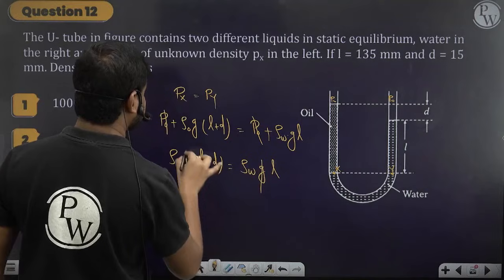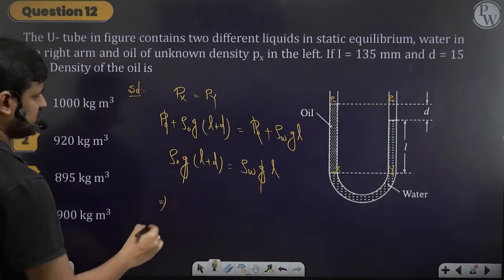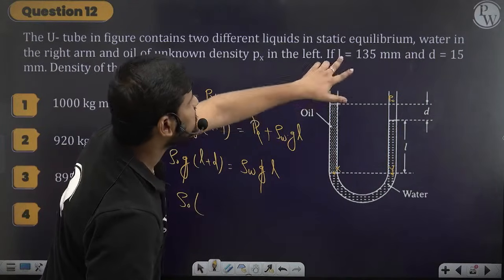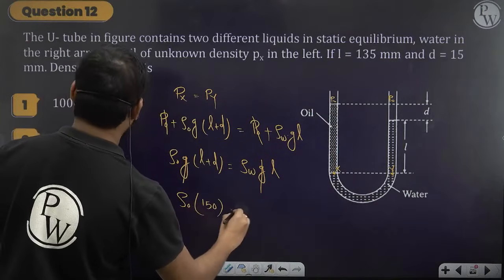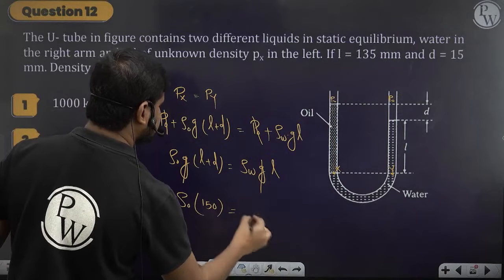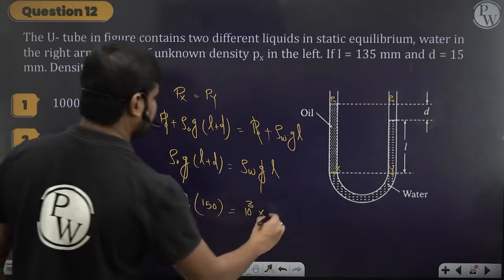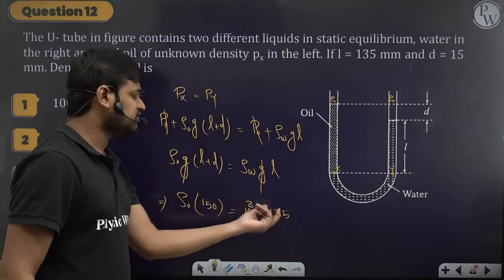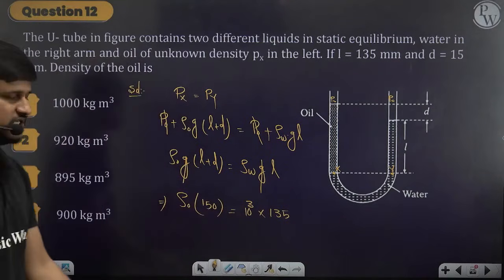So g gets cancelled. What is the rho of oil? We have to find the density of the oil. What is L plus D? L is 135, D is 15, so this is 150. That equals rho of water, consider it as 10 to the power 3, into this L, 135. If you want, you can write it as 150 into 10 to the power minus 3, 135 into 10 to the power minus 3. So both 10 to the power minus 3 cancel each other, right?